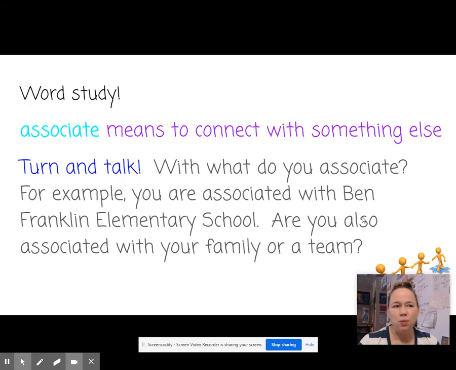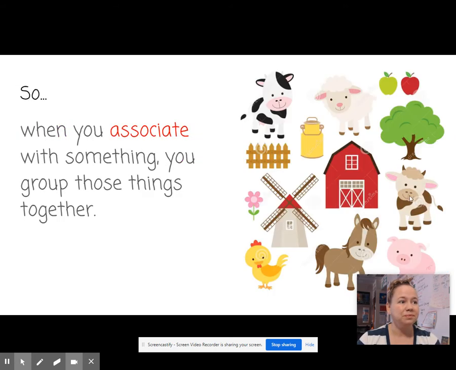So think about this. With what do you associate? For example, you are associated with Ben Franklin Elementary School. Are you also associated with your family or a team? Yeah, so you're associated with your family. People would say, oh, you belong to that family, like I belong to the Meucci family. Or maybe you belong to a soccer team or a softball team or a dance club. So all those are groups with which you associate. So when you associate with something, you group those things together. That's what that word means.